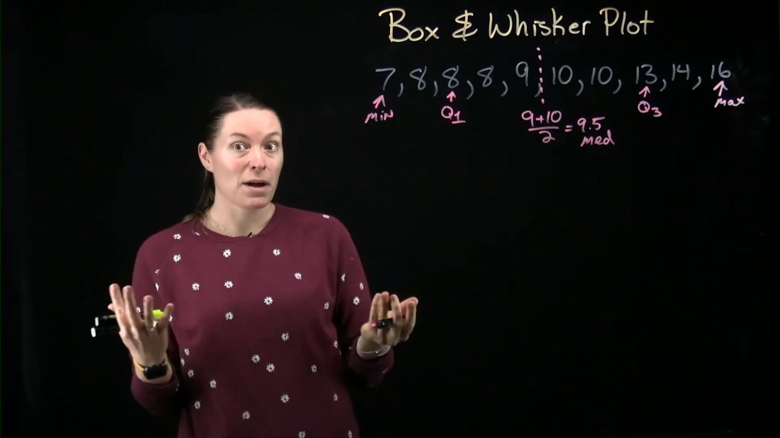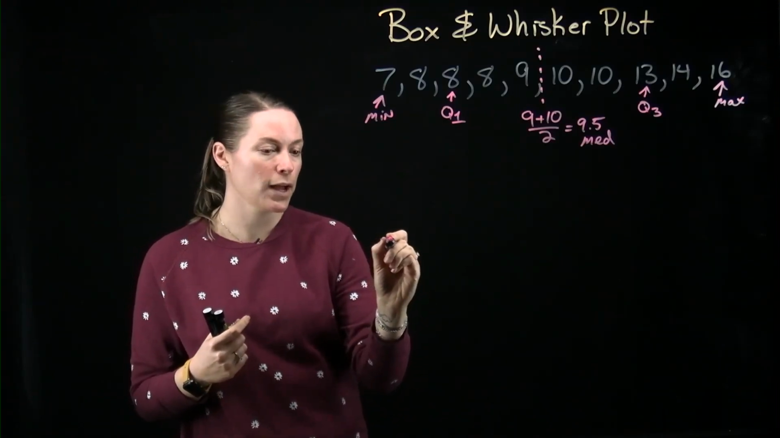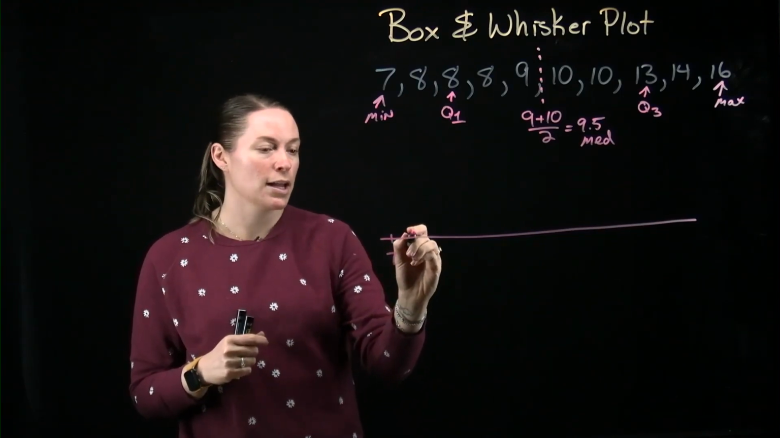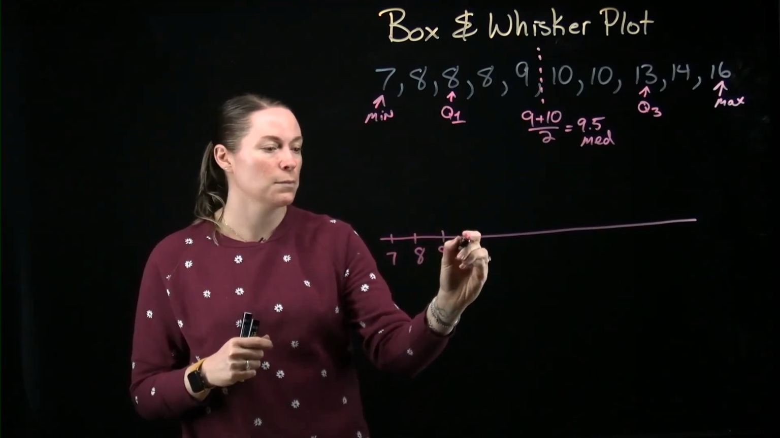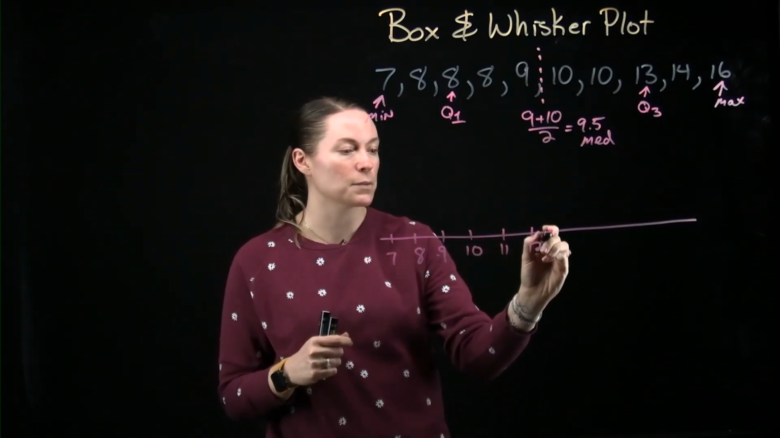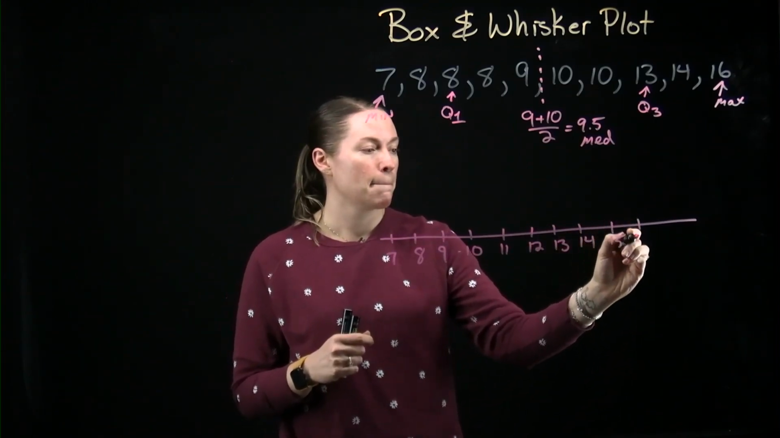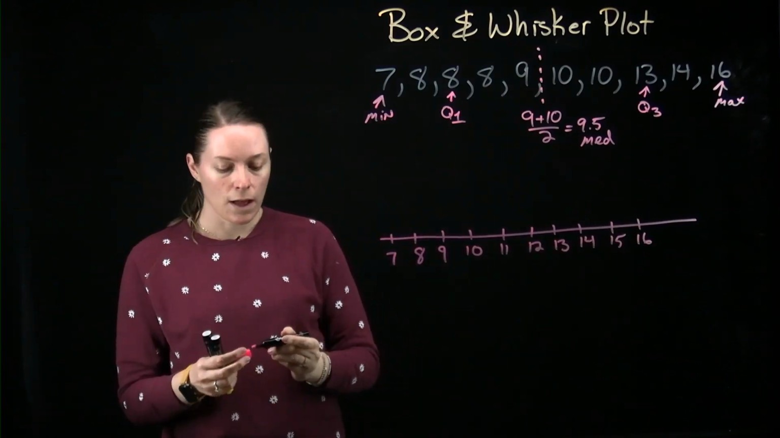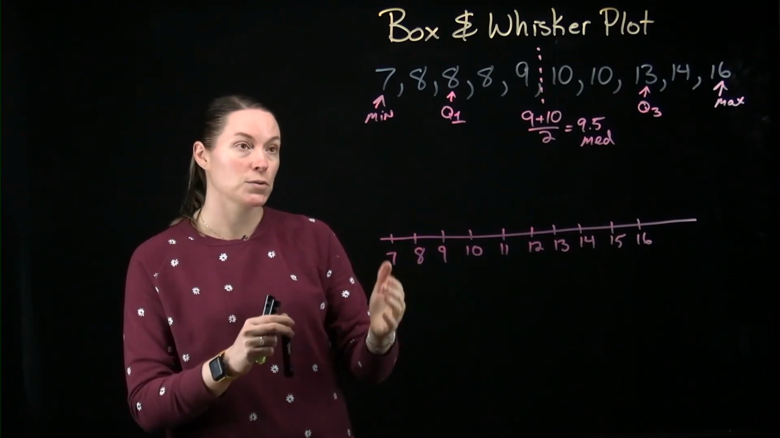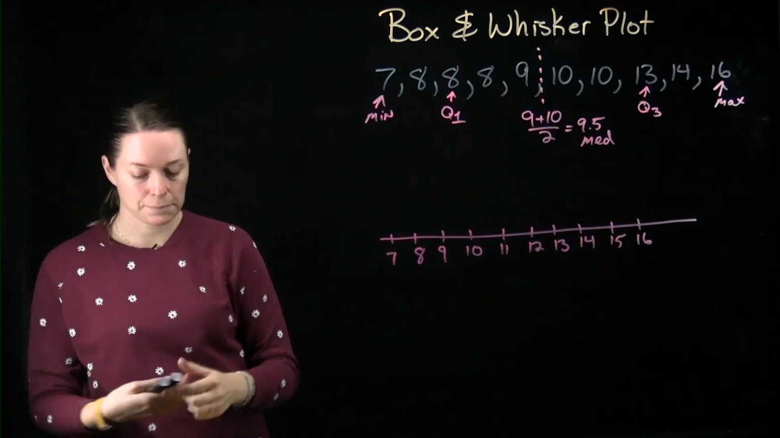Now all I need to do is create my box and whisker plot. So in this case, I'm going to go ahead and draw out my straight line, and I'm going to draw in a number line. I'm going to create equal spacing between each one of these so that I can create as accurate a box and whisker plot as possible. Now, you'll notice, by the way, that I only went from 7 to 16. The reason for that is that my values from my minimum to my maximum are between 7 and 16. So that's as far as I'm going to take it.